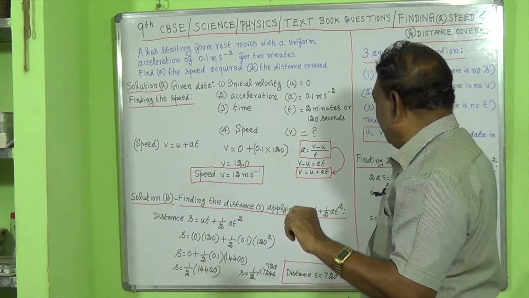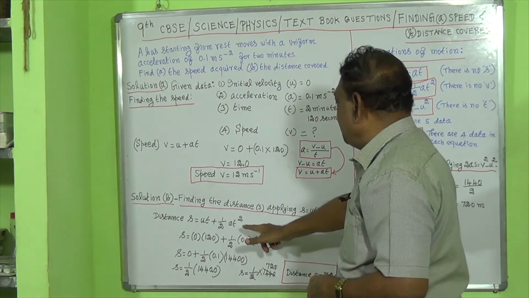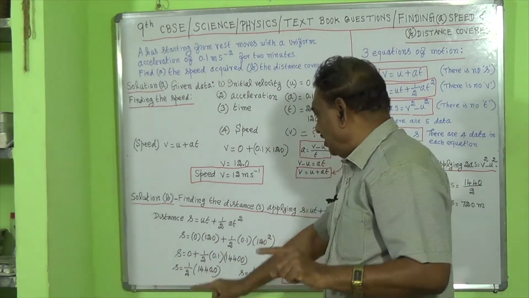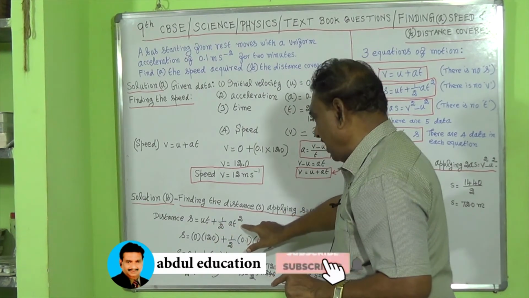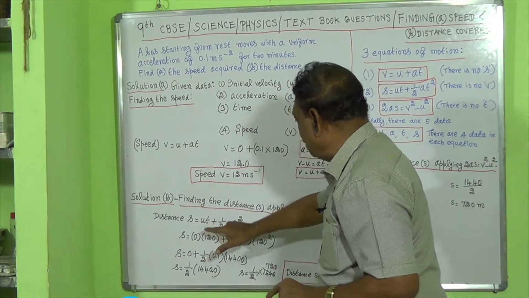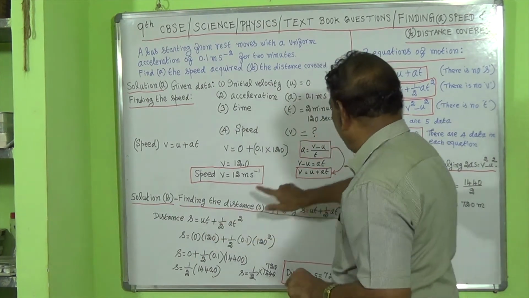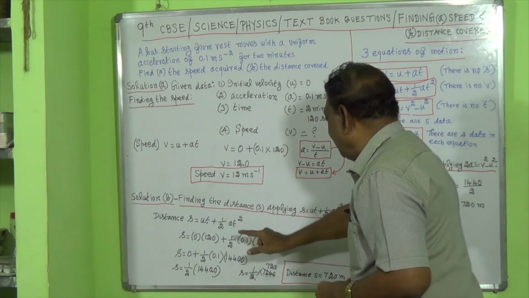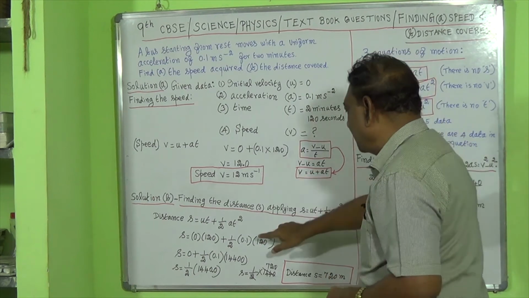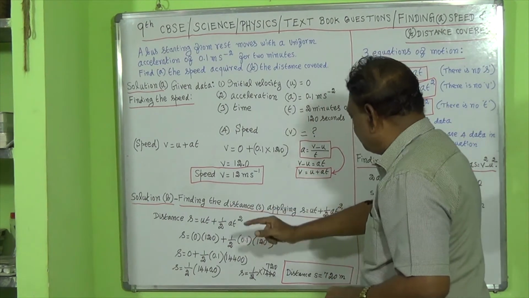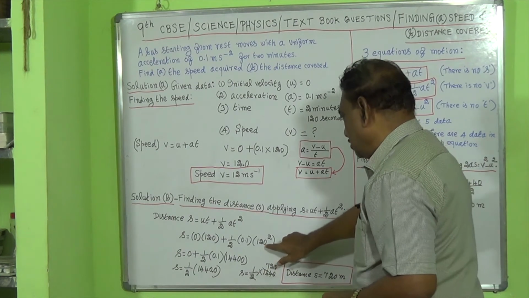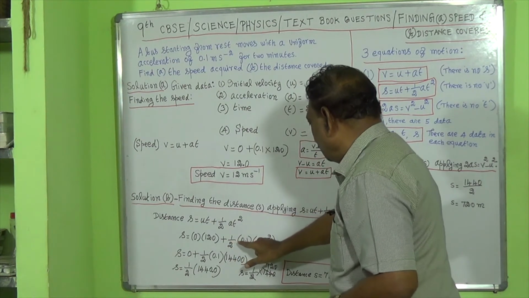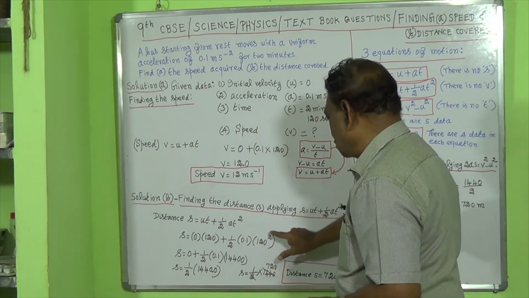Let us find the distance covered by selecting the second equation of motion. What is the second equation of motion? S equal to ut plus half at square. U is substituted as 0. The T is substituted as 120 seconds. Then acceleration is substituted as 0.1 and the time is again substituted as 120. So we will get 0 into 120 plus half into 0.1 into 120 square.